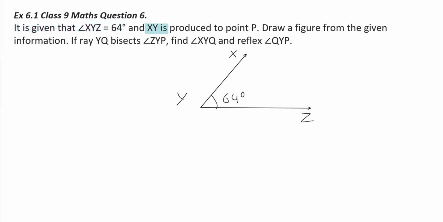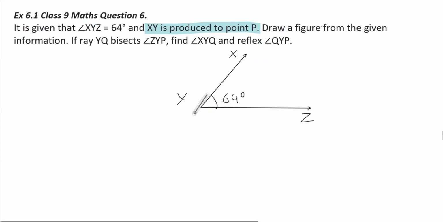But it says that XY is produced to point P. So I'm going to produce XY, the ray XY, right? You should know that producing XY is different. If I produce XY, it should be in this direction. And if I have to produce YX, it should be in this direction. So over here, we have to produce XY. So I'm producing this ray XY.